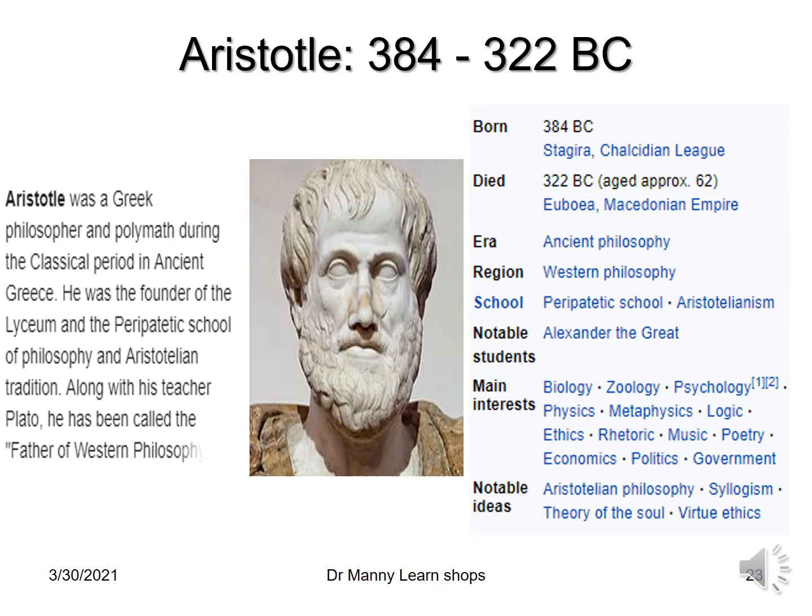Then you've got Aristotle. Aristotle, time frame 384 to 322 BC, another Greek philosopher, was the founder of certain types of philosophy along with his teacher Plato. He has been called the father of Western philosophy. His notable interests were biology, zoology, psychology, physics, metaphysics, logic, ethics, music, poetry, economics, politics and government. All aspects related to institutions and socialization and sociology.